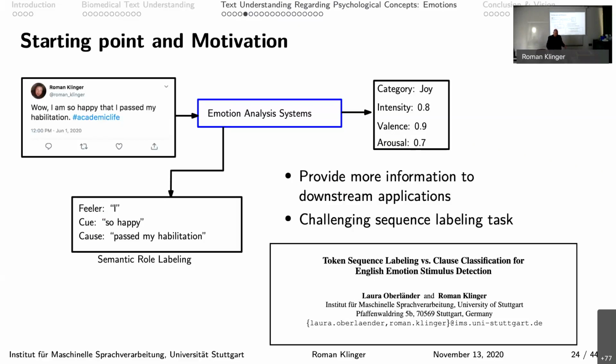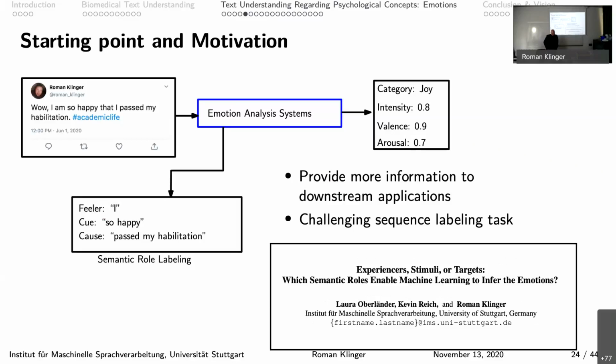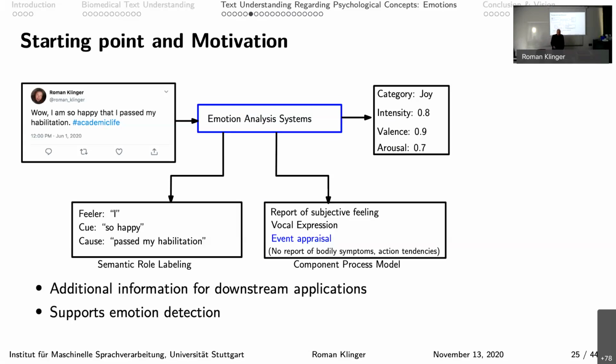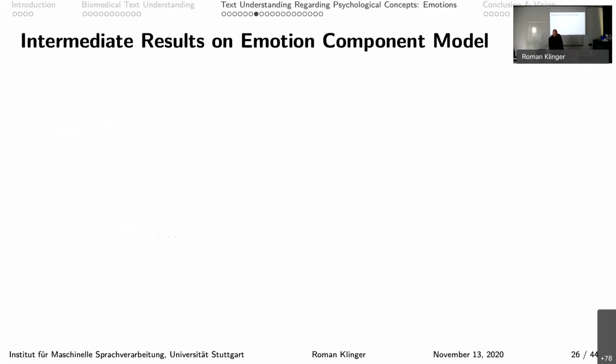It wasn't really clear if this is an approach which makes sense, so we evaluated this in a paper just very recently accepted, where we asked the question, which semantic roles enable machine learning to infer emotions? So this is about semantic role labeling, which again puts these segments in text together with the concepts that we would like to find. We also have this emotion component model, which I already mentioned: subjective feelings, expressions, event appraisal, etc. And the question, of course, is whether it is perhaps helpful to inform our classifier about these concepts. So I claim that this is additional information for downstream applications and helpful in itself. But we could also check if this actually supports emotion detection. And yeah, we looked into this.